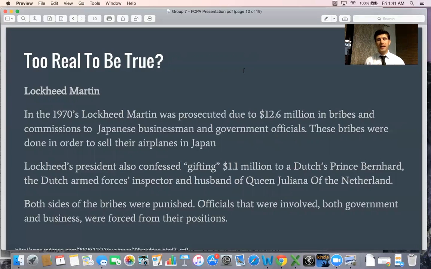Okay, so let's cover some of the cases. Lockheed Martin was one of the first major cases in the 1970s, and especially with Lockheed being a defense contractor closely affiliated with the government, this was a big deal at that time. They paid almost $13 million in bribes to Japanese government officials and businessmen in order to sell military aircraft to Japan. A very similar thing happened with Dutch officials as well. This was a joint investigation between the U.S. government as well as the Dutch and the Japanese governments.